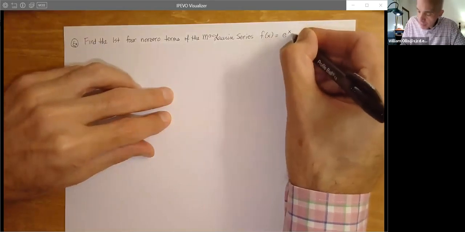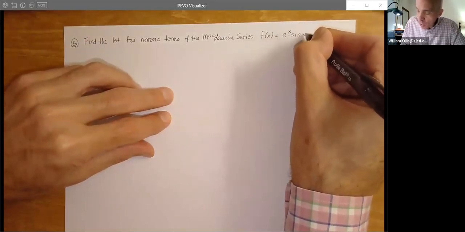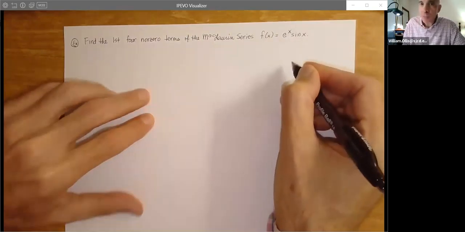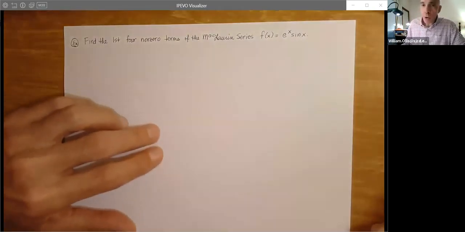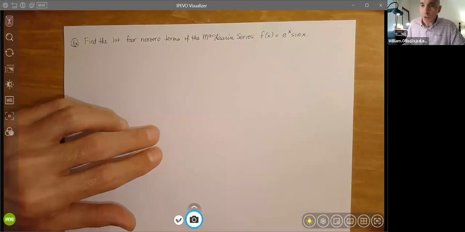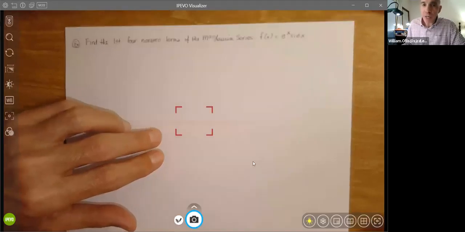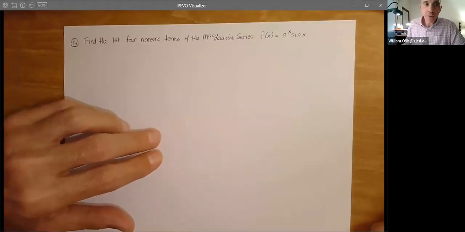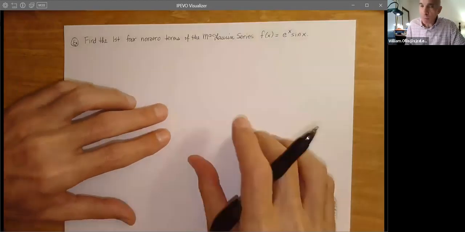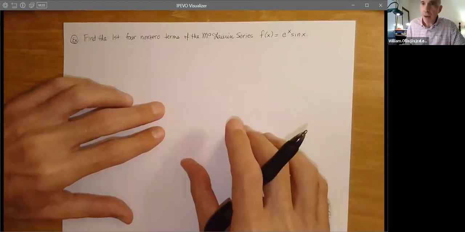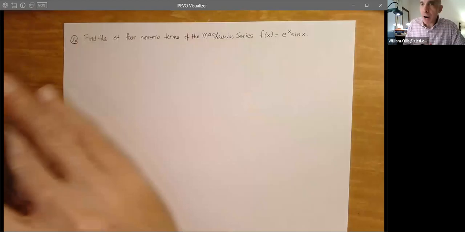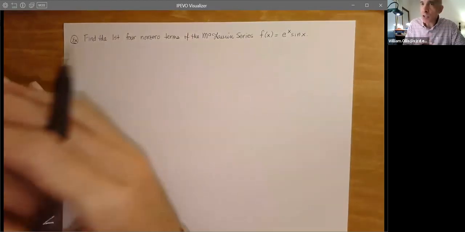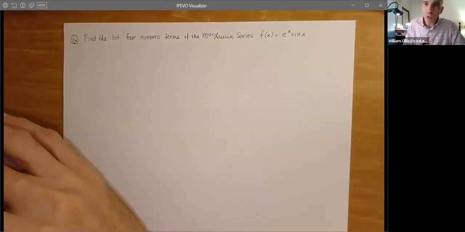We spend a lot of time with Maclaurin because we like the center zero. It's very useful. The Maclaurin series, f of x equals, now you've had x times sine x. Now we're going to say e to the x times sine x. So using the algebra of functions, we can do compositions.